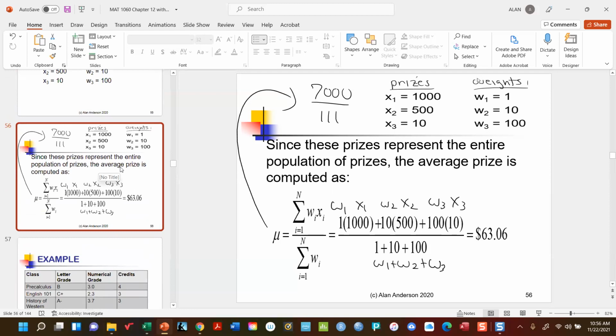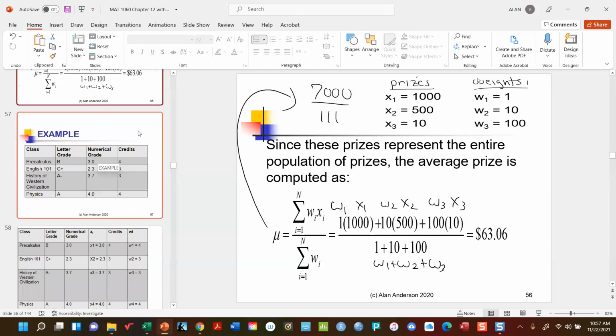Now you're probably wondering, wait a minute, look how big those prizes are. How can the average be so small? Well, the reason is because there are so many $10 prizes and so few of the larger prizes that the average is going to be much closer to 10 than either 500 or 1,000. And that's the final answer. 6,306 is the average prize.